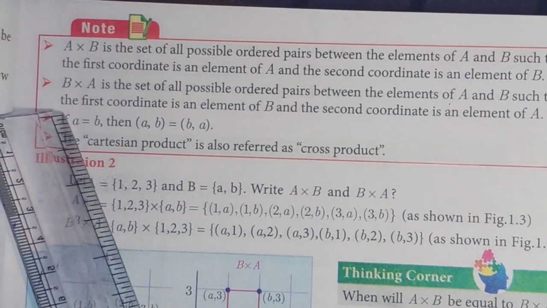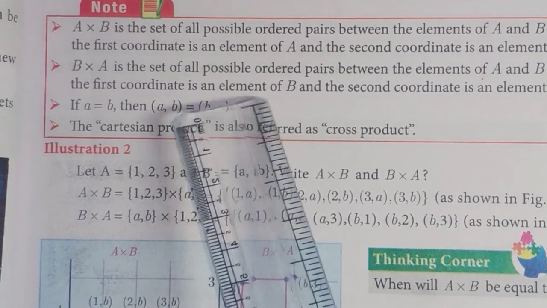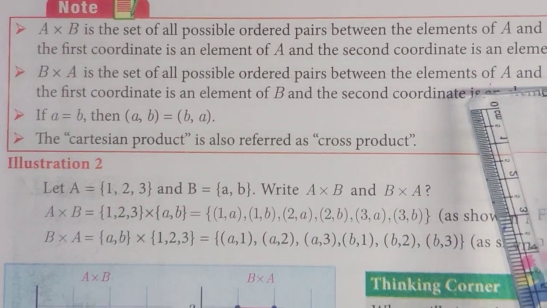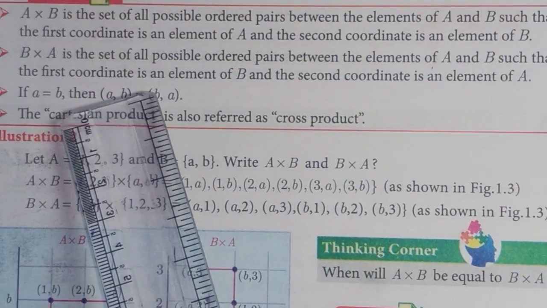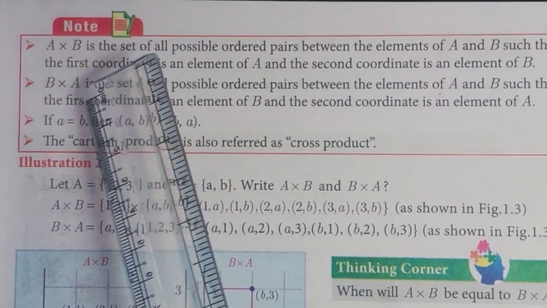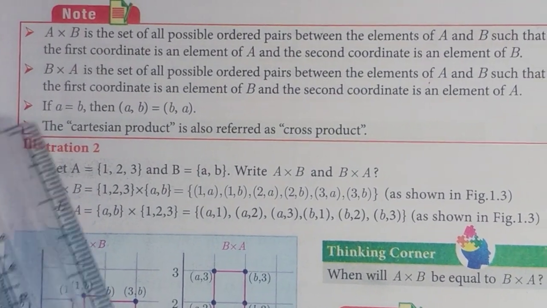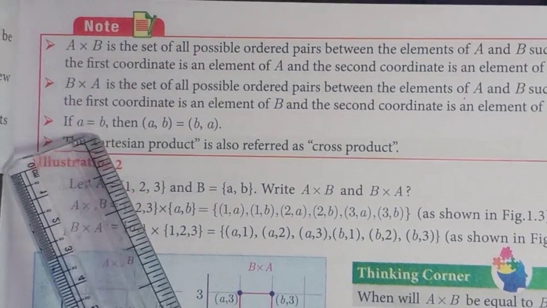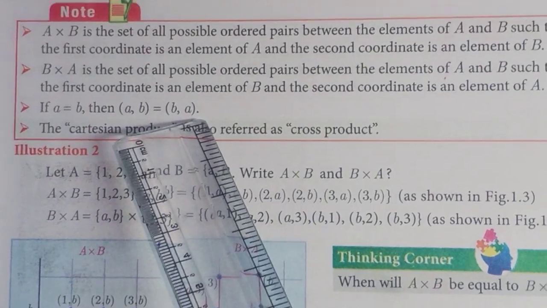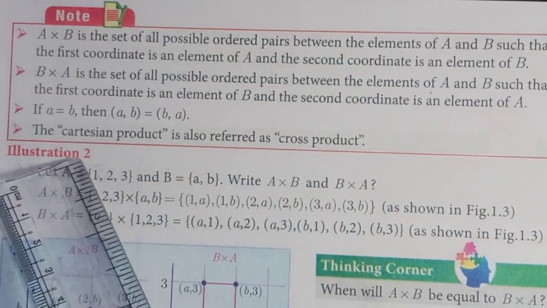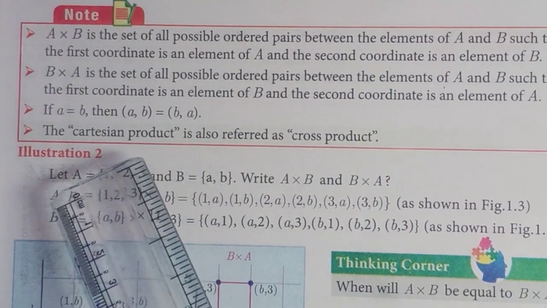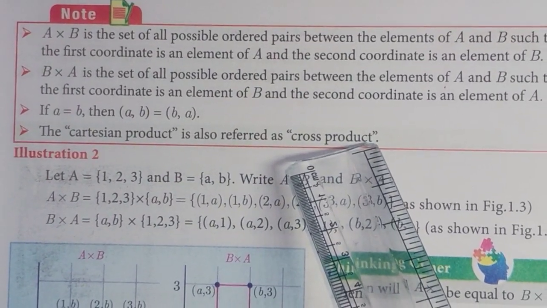Note number 2. B cross A is the set of all possible ordered pairs between the elements of capital A and capital B such that the first coordinate is an element of capital B and the second coordinate is an element of capital A. Third point, if A and B are equal, then A cross B is equal to B cross A. And the fourth one, Cartesian product is also referred to as cross product.